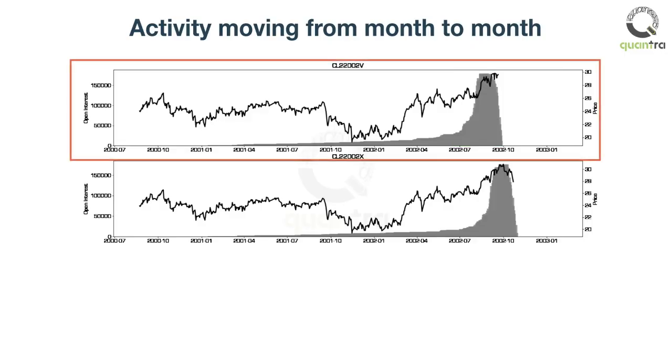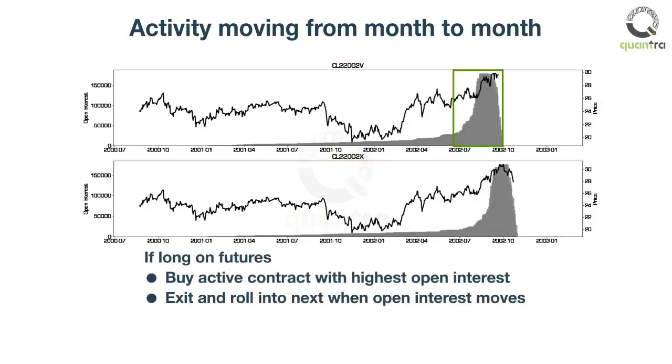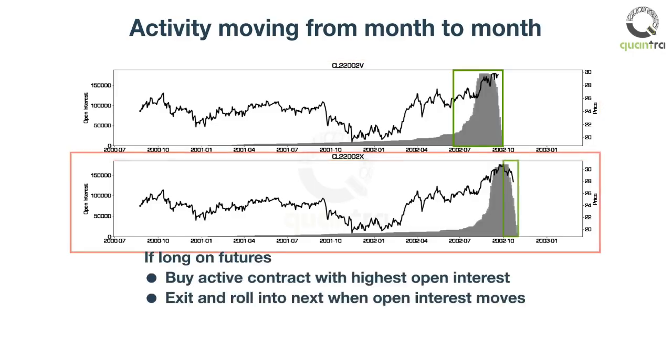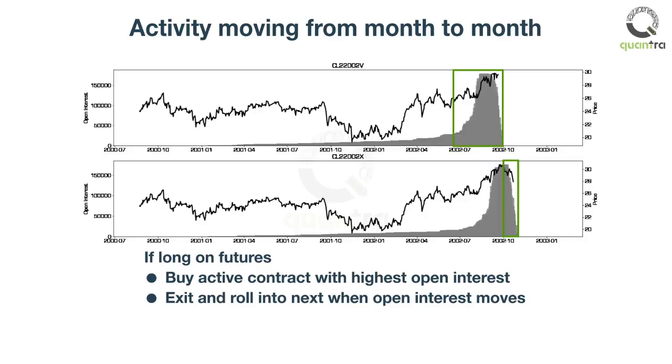In July of 2002, the open interest was shooting up in the 2002 October delivery. A month later, traders start to exit this delivery in favor of the November equivalent, and this same rolling activity keeps occurring every month.